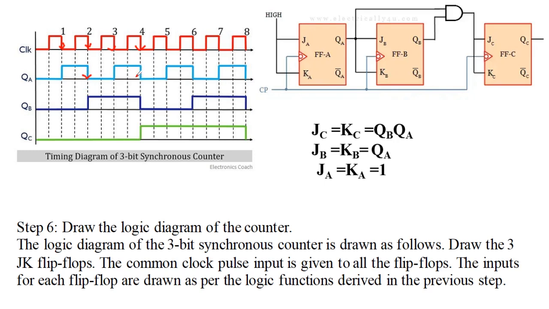So for every negative edge of your QA, the state of the second flip-flop, QB, is toggled. So now here we obtain 0 to 1, then 1 to 0, again 0 to 1 like that. Next, QC, the last flip-flop, will be toggled if and only if the present states of QB and QA are both at logical 1 state.